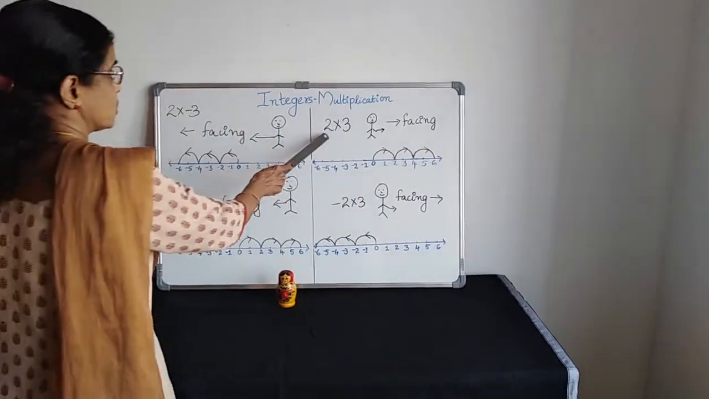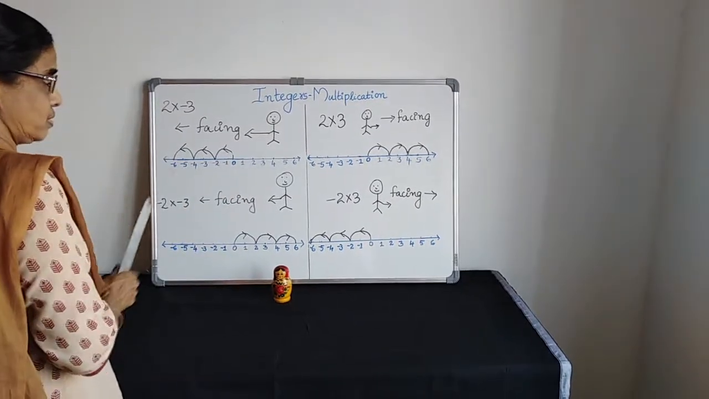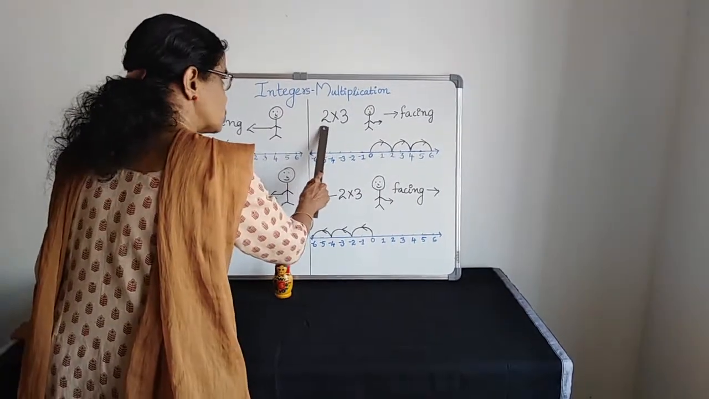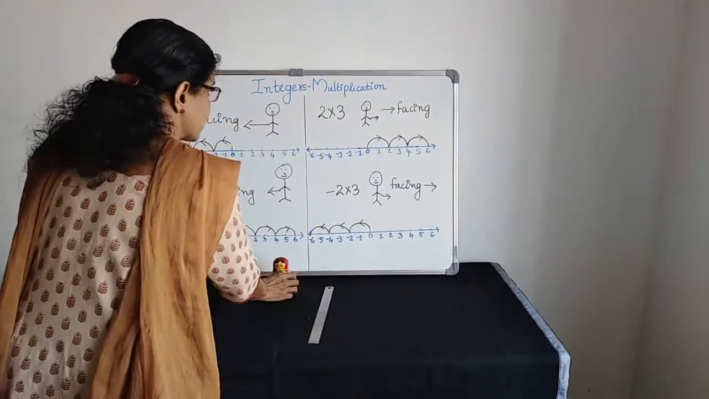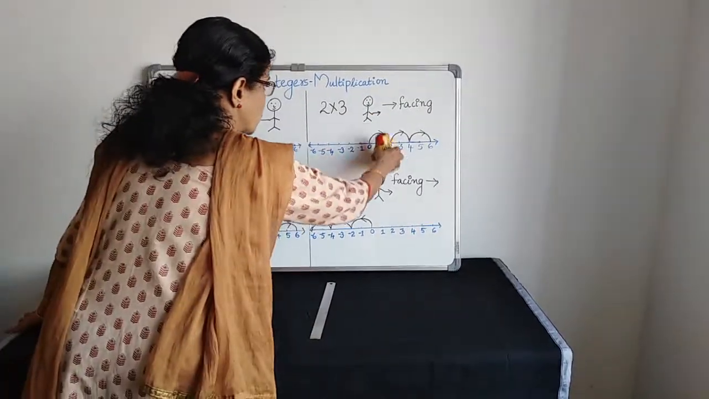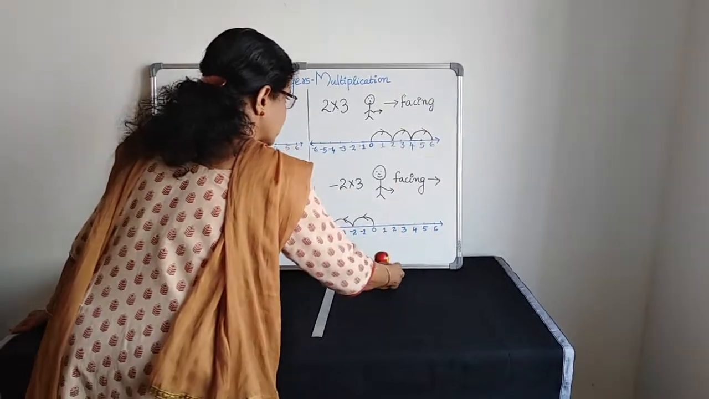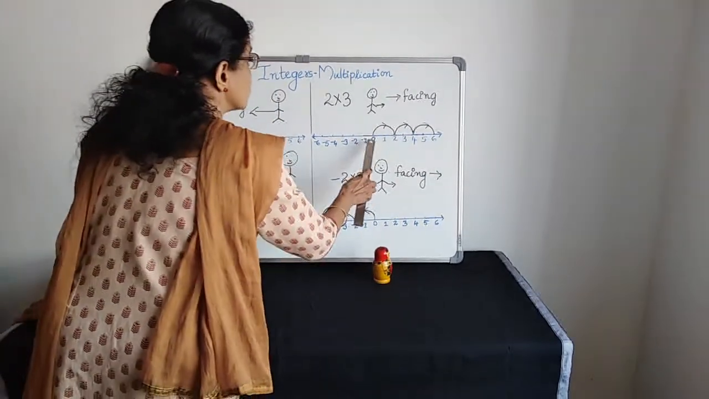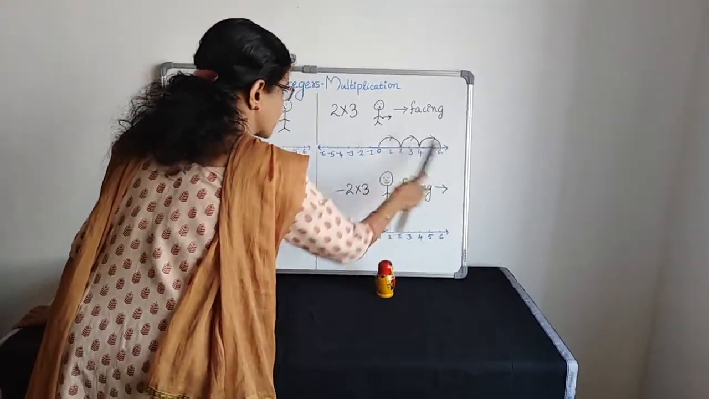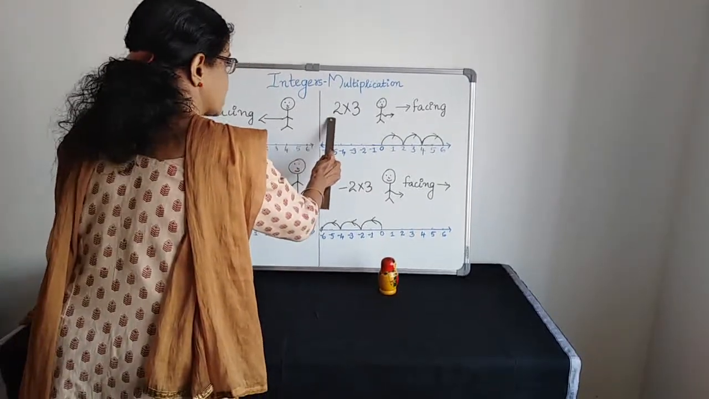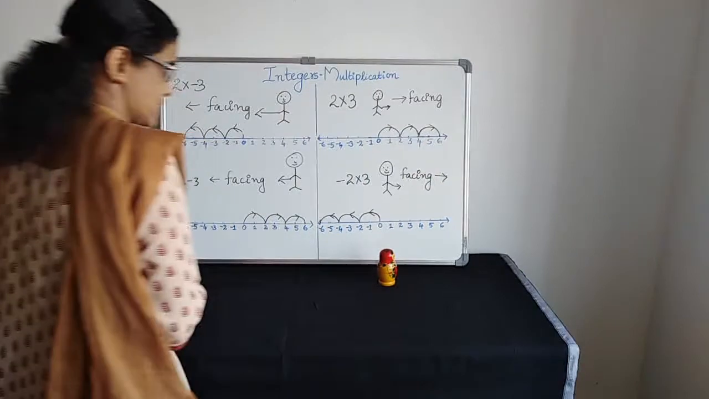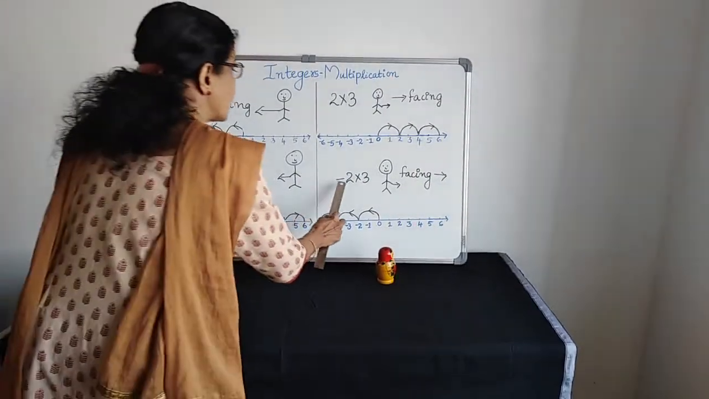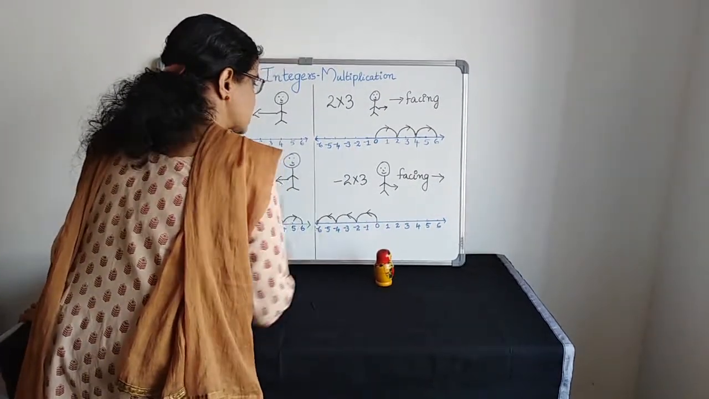Here, 2 into 3. Moving 2 units 3 times in the positive direction. 2, 4, 6. 3 jumps. 2, 4, 6. Positive into positive, the result is positive.